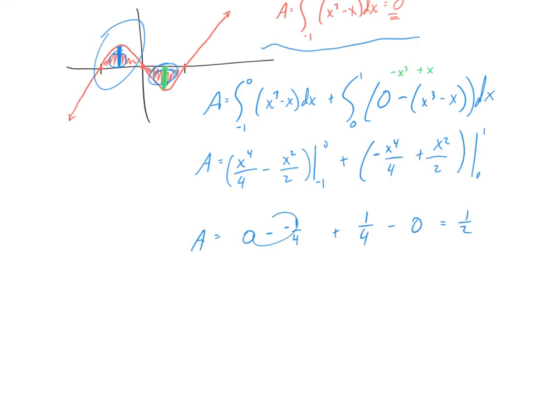Okay, so that's how we can compensate and not have the negative area cancel out the positive area.